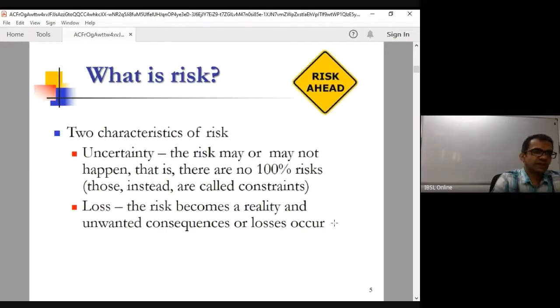In risk, there are two characteristics. One is uncertainty, and the other is loss. What is uncertainty? We don't know what the outcome would be. For one action, there may be several possible outcomes, and there are chances of all those outcomes happening. There's no certainty that if you do this, this would be the outcome.